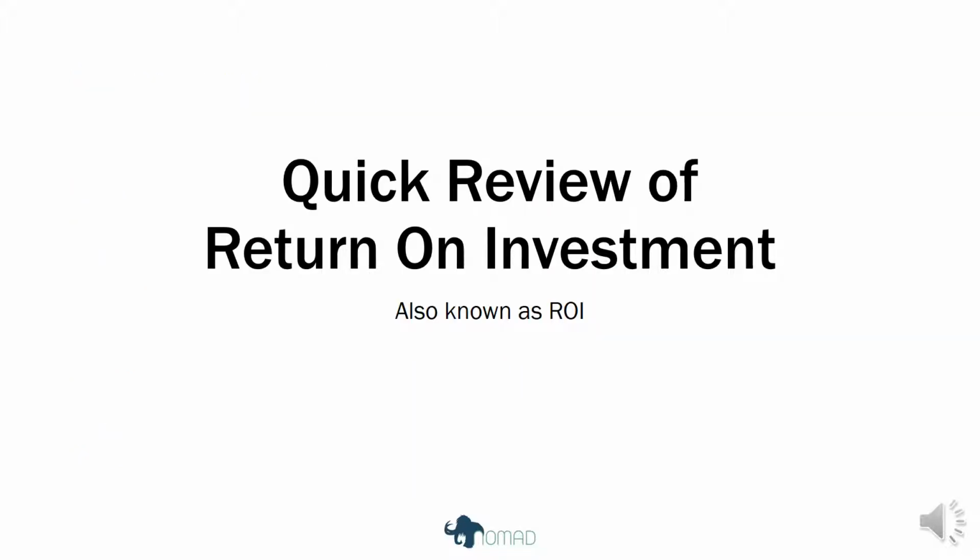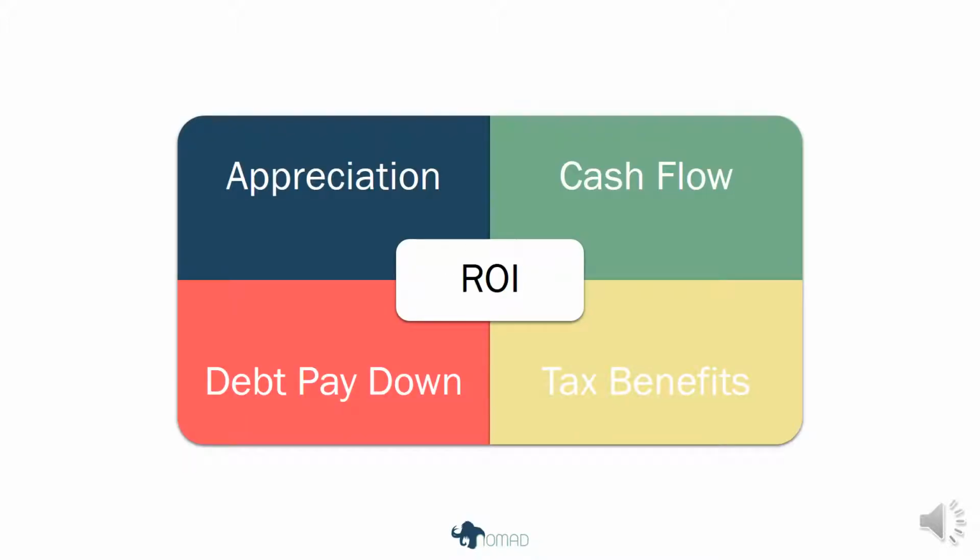All right, so before we get into return on investment, I'm going to be talking about where the return comes from when we talk about Nomad. I want to give you a quick overview of the 4 different areas where we get a return when we invest in real estate. And return on investment is abbreviated as ROI. So in this slide, you can see a little visual image showing you the 4 areas where we get a return when we buy investment real estate, and then ROI in the middle showing you that this is what makes up the return on investment.